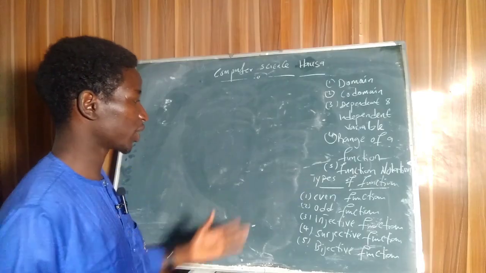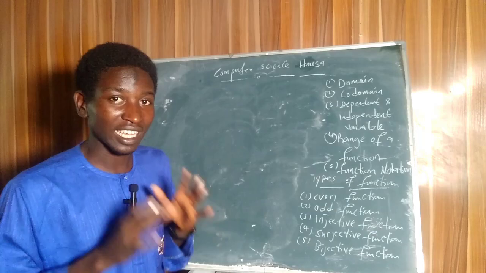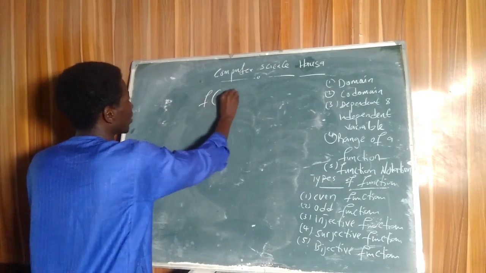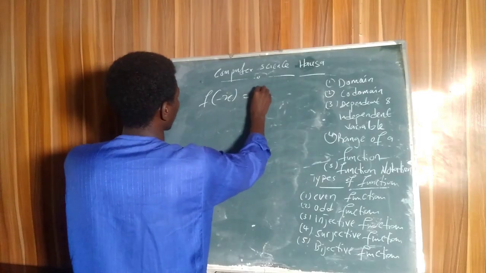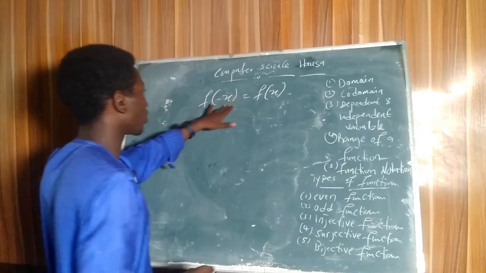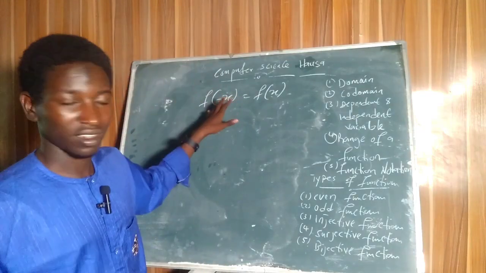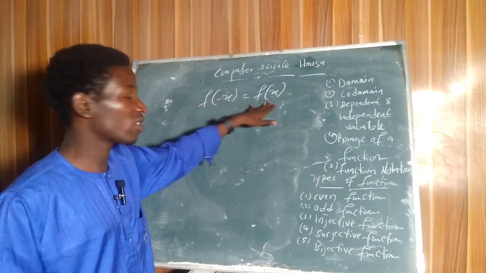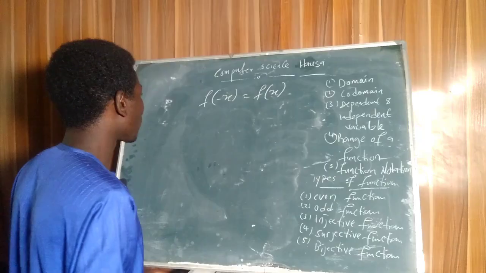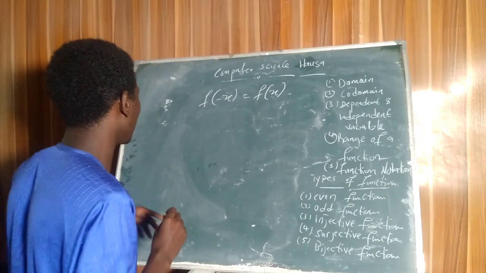So what is an even function? The rule of an even function is very simple. A function is going to be even if f of minus x is equal to f of x. That is the rule of an even function. So how can we find this out? Let's take an example.